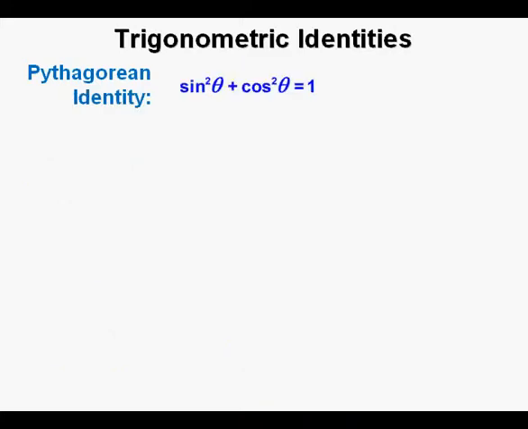Now we're going to go back to the Pythagorean identity, usually written as sine squared theta plus cosine squared theta equals 1.